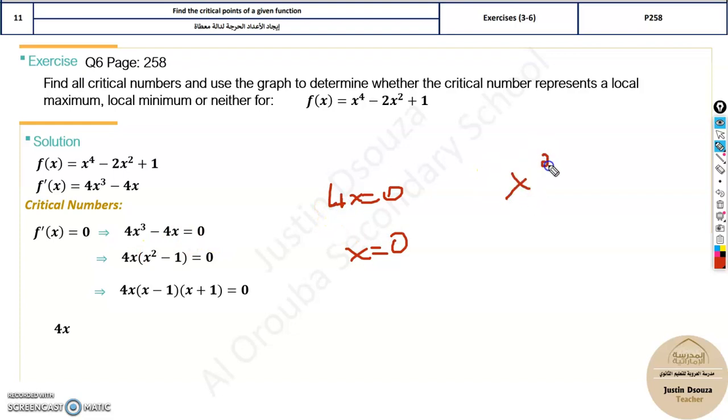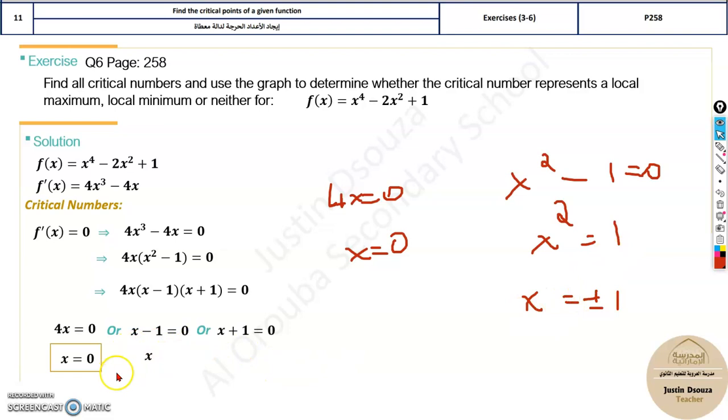Over here, you can directly do that. x squared minus 1 equals 0. So x squared is equal to 1. x is equal to plus or minus 1. Over here, they have done it by splitting it. It's up to you. It's the same thing. You will get the same answers basically, 1 and minus 1. So these are all the critical values.